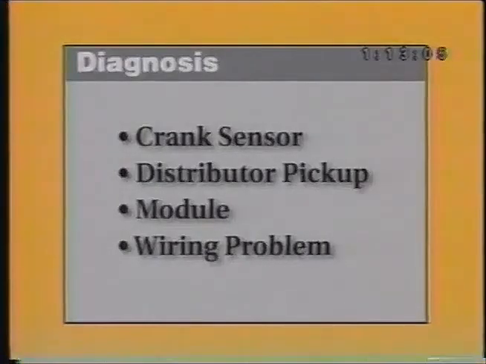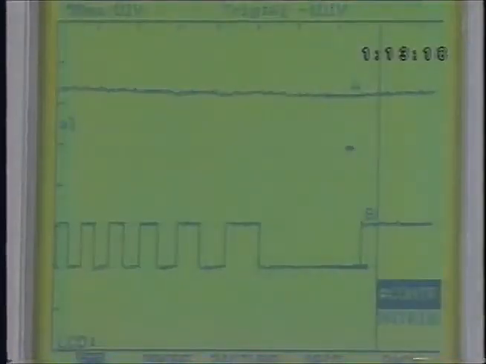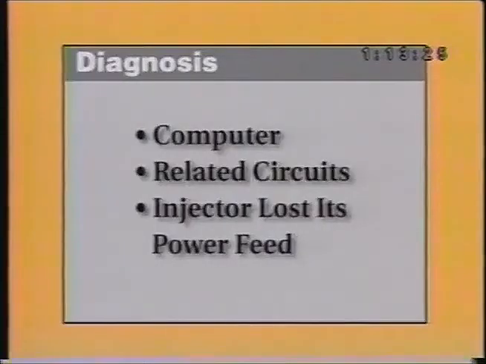If the reference pulse and injector pulse disappear together, the computer stopped receiving a reference pulse. Look for an ignition problem, possibly a crank sensor, distributor pickup, module, or wiring problem. At this point, you'll need to do further testing to see why the computer lost its ignition reference pulse. But if only the injector pulse shuts off, there will still be a few ignition reference pulses before the engine quits. You know the problem's in the computer, its related circuits, or the injector's lost its power feed.